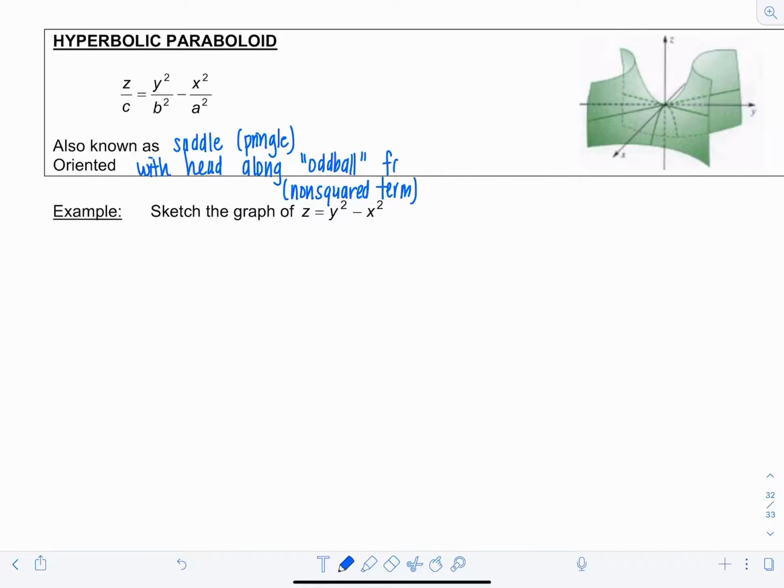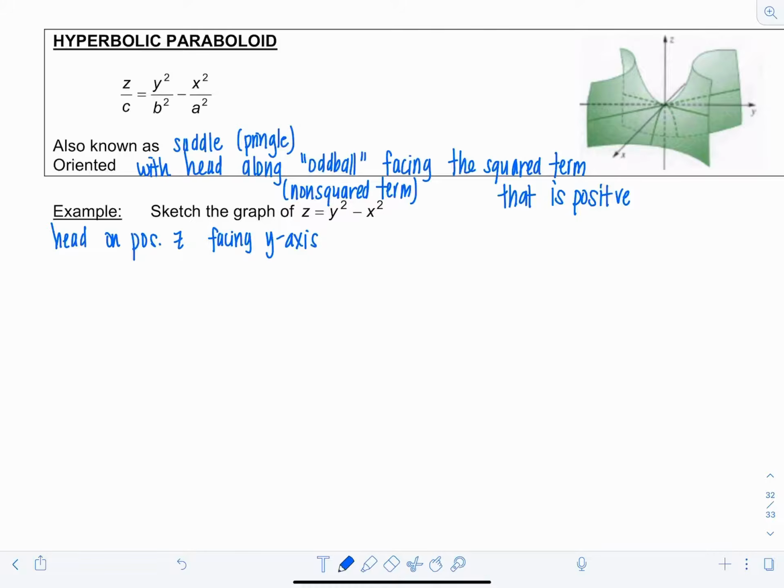And it's facing the squared term that is positive. Okay, so we're going to sketch the graph of the hyperbolic paraboloid z equals y squared minus x squared. So basically the same one that's in the example up above, but we're going to do it. And this one has the head on the positive z facing the y-axis.